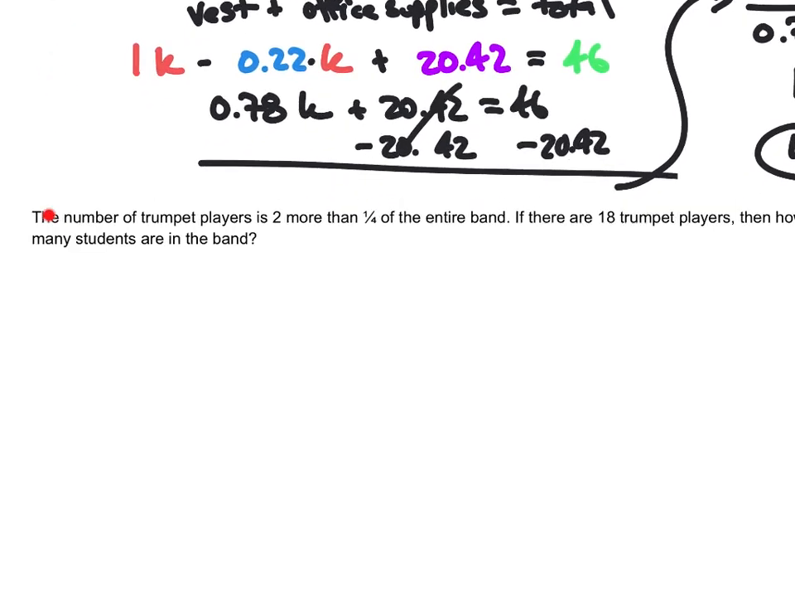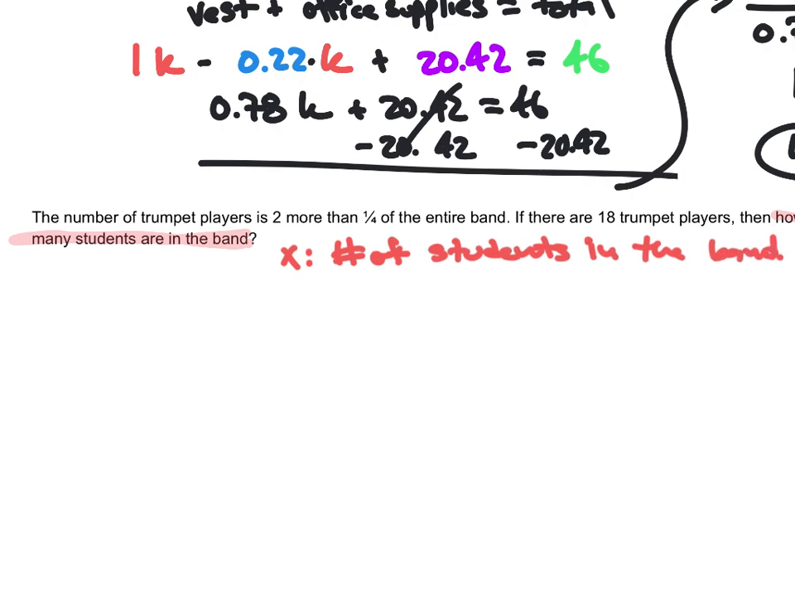This one reads, the number of trumpet players is 2 more than 1/4 of the entire band. If there are 18 trumpet players, then how many students are in the band? So the question is asking us how many students are in the band. So that's going to help me identify what my variable is. So I'm going to call that X, and that's the number of students in the band.